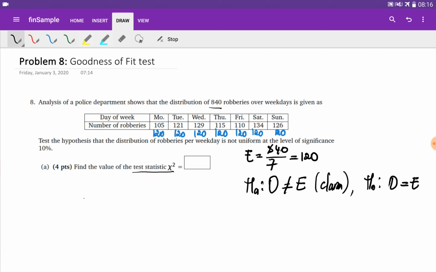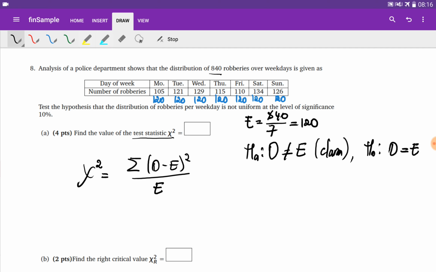So what is the value of the test statistic? For the goodness of fit test, it is going to be the sum of (O minus E) squared divided by E. Right? So for each E in this case, but since each E is equal to 120, we can take the 120 out of the brackets. So the chi-square is going to be 1 over 120.